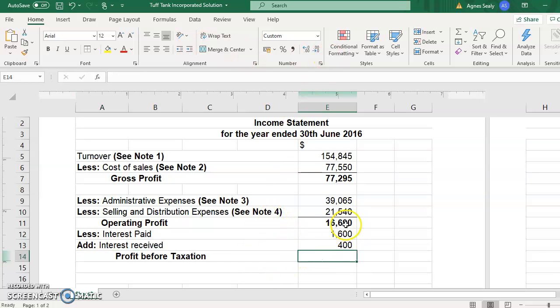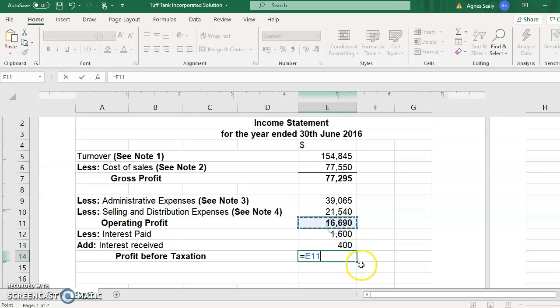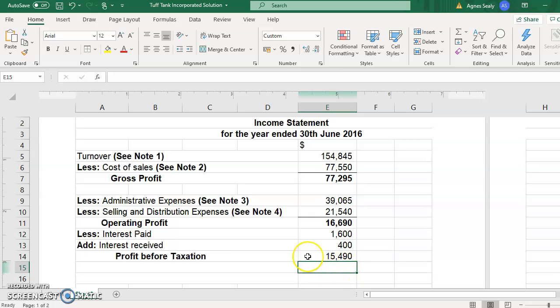So we're going to be starting here with our operating profit. That would be our operating profit of $16,690 minus our interest paid of $1,600 plus our interest received of $400. So we have profit before taxation of $15,490. So that is our profit before we paid any taxes.